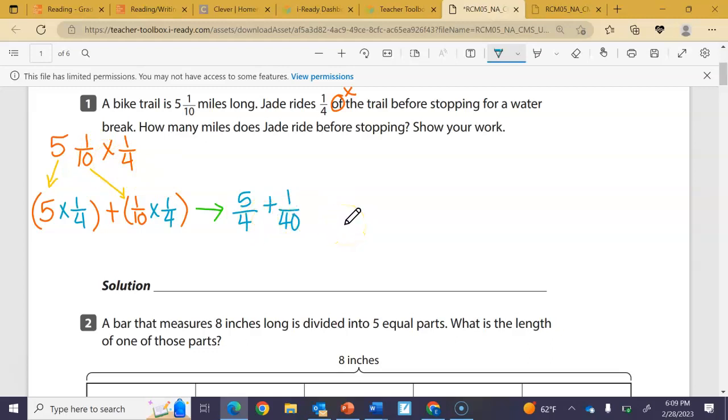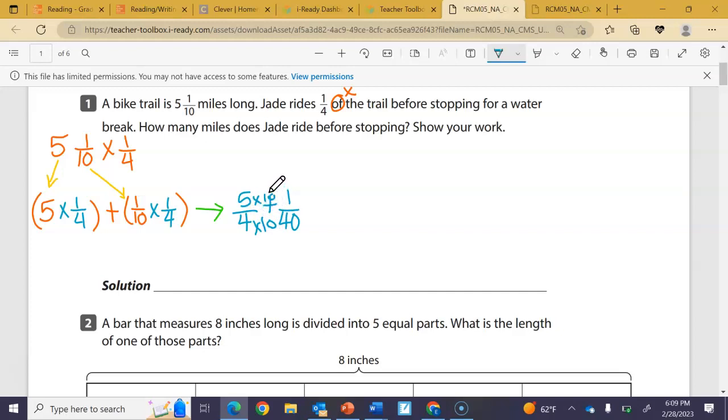Okay, so when I was done multiplying, 5 times 1/4, I got 5/4, and when I did 1/10 times 1/4, I got 1/40. But I have an issue. I can't add those because they are unlike denominators. So in order to make them alike, I'm going to multiply this top and bottom right here by 10 because this is already a 40. So if I multiply this by 10, whatever I do to the bottom, I do to the top.